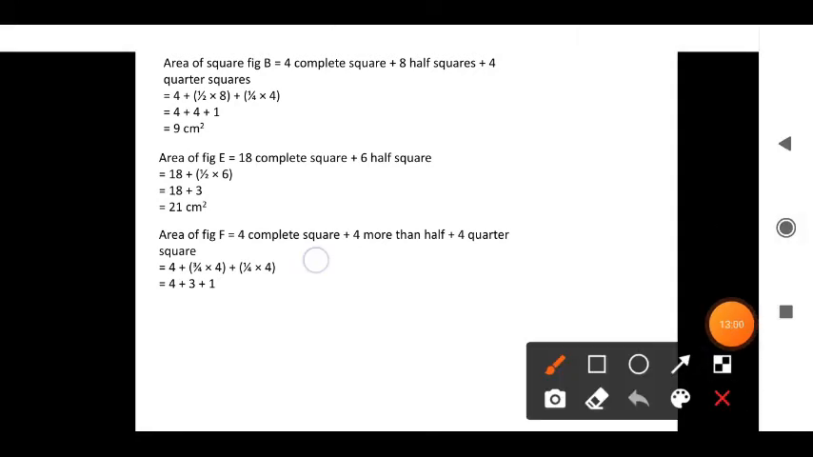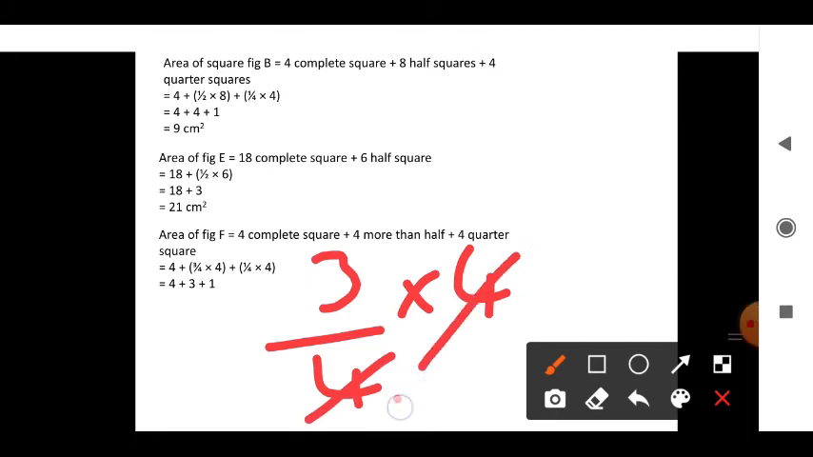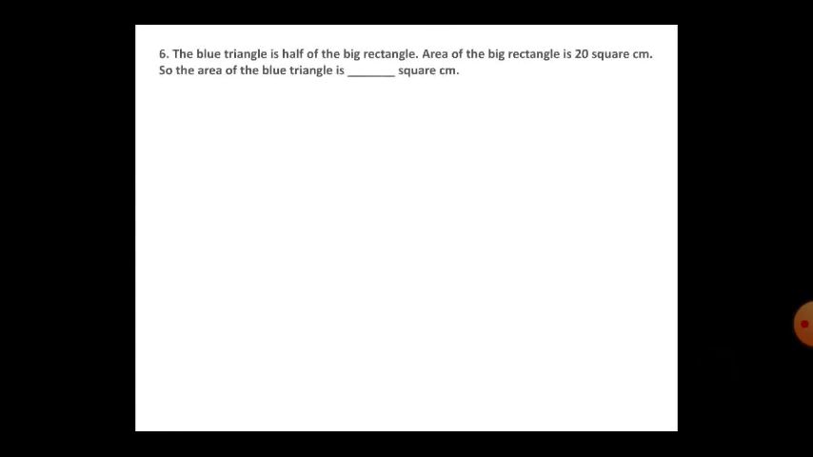So now you can cancel out. See here, 3 by 4 into 4. Here 4 and 4 cancel. So what is remaining? 3 is remaining. 3 into 1 is 3. Like that only, 1 by 4 into 4 is 1. So 4 plus 3 is 4, 5, 6, 7, plus 1 is 8. 8 centimeters square. Next one you have to do it yourself.